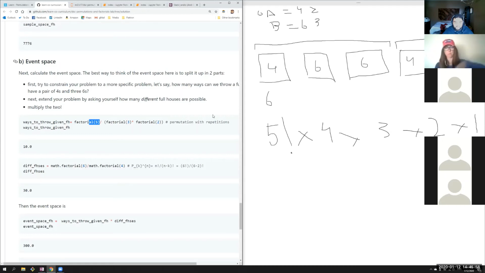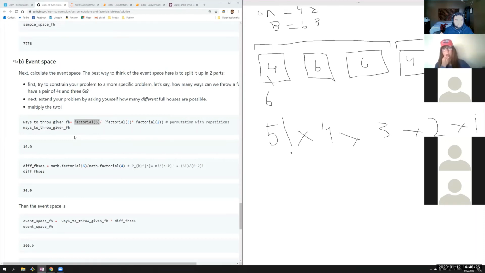And then they're taking out the ways that you can pick 3 and 2, because those permutations don't matter, because they can be in any order. So the factorial 5 is all possible orders of dice. So let's label the dice, right? Let's say this is dice A, B, C, D, and E, and factorial 5 will tell us all possible orders of those 5 dice.